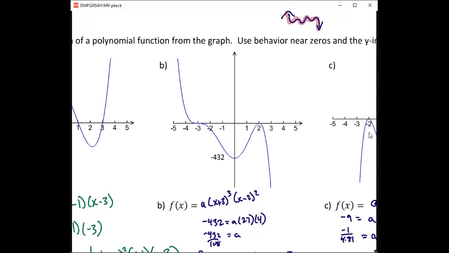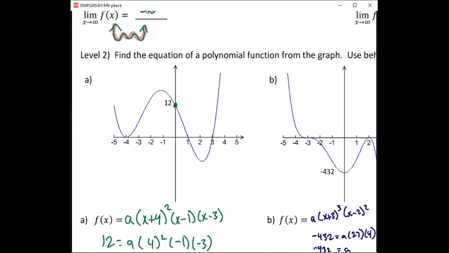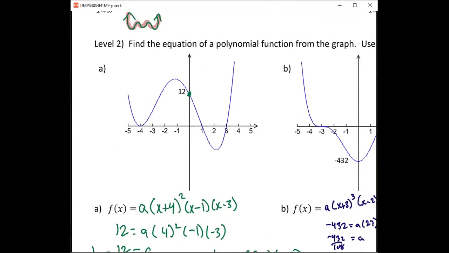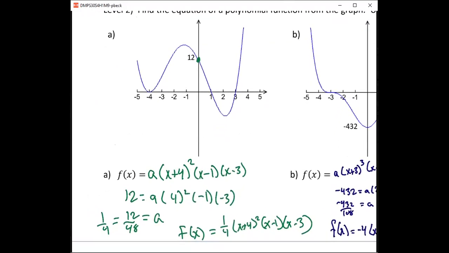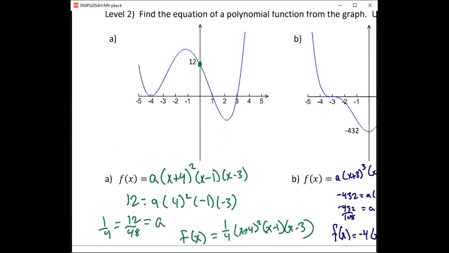All right, with our next series of problems, our goal is to find the equation of the polynomial function that fits this situation. So as we're looking at this, one of the first things that we're going to do is identify what are the zeros. We're kind of working in a reverse direction from what we did before.